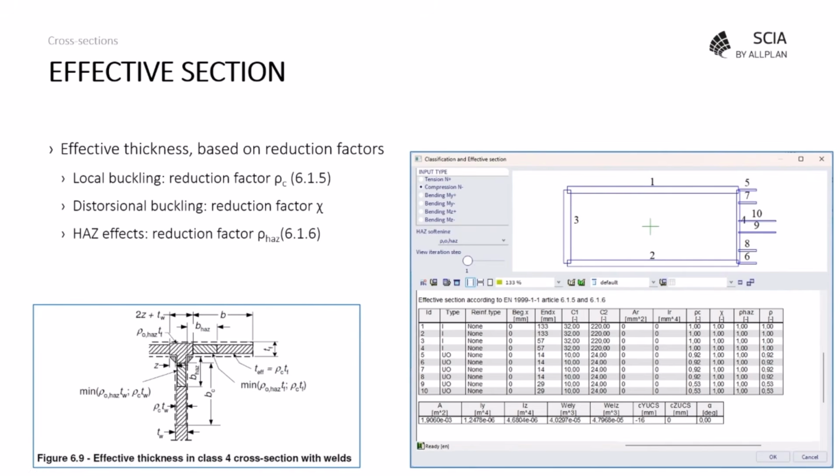Then the effective thickness is calculated based on several reduction factors. We have a reduction factor for local buckling, we have one for distortional buckling, and we have the heat affected zone effects. And this is nicely indicated on the figure on the bottom left side, which is coming from the Eurocode.